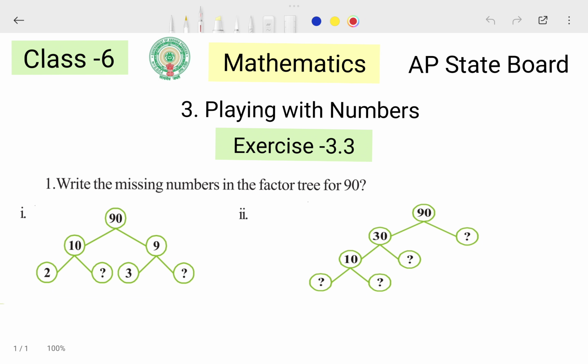Hi, this is Priyanshu. In today's video, we are going to talk about our Class 6 Mathematics Chapter 3, named Playing with Numbers. And this is exercise 3.3, of which we are going to see the solution. This is related to our Andhra Pradesh state board.